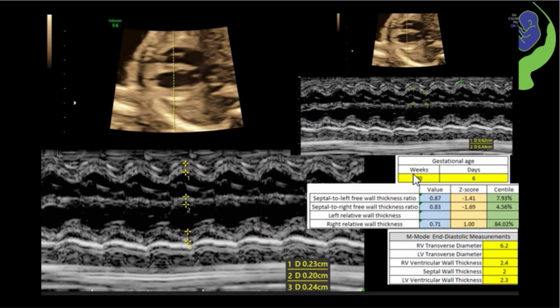Now this is our example case of around 20 weeks 6 days, where the M mode cursor is placed along the middle of the transverse view of the 4-chamber, and it is zoomed in to the maximum extent possible, so that you are seeing adequate separation between the lateral ventricular wall and the interventricular septum, so that the measurement of the thickness is easy.